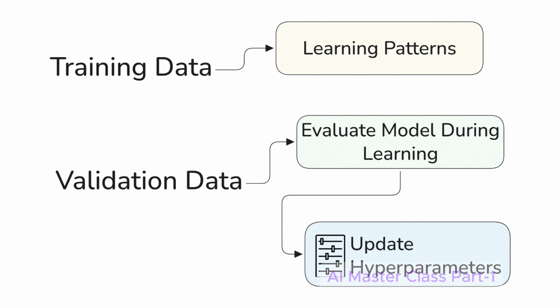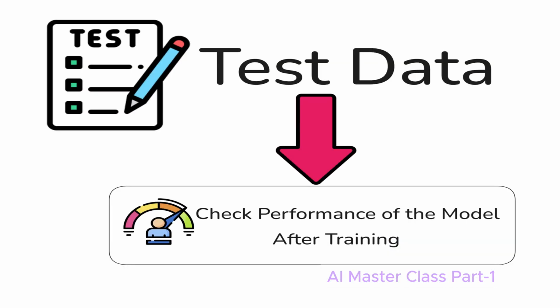For example, choosing the right value of k in KNN, or choosing the depth in decision trees. It helps us compare different versions of the model. Other than this, we have test data. It is used at the very end and only once to get the final performance of the model.